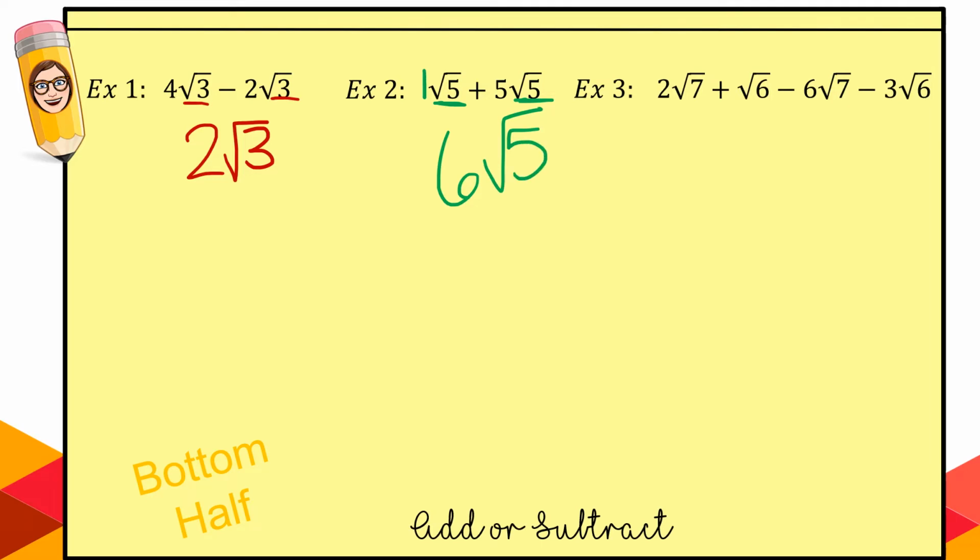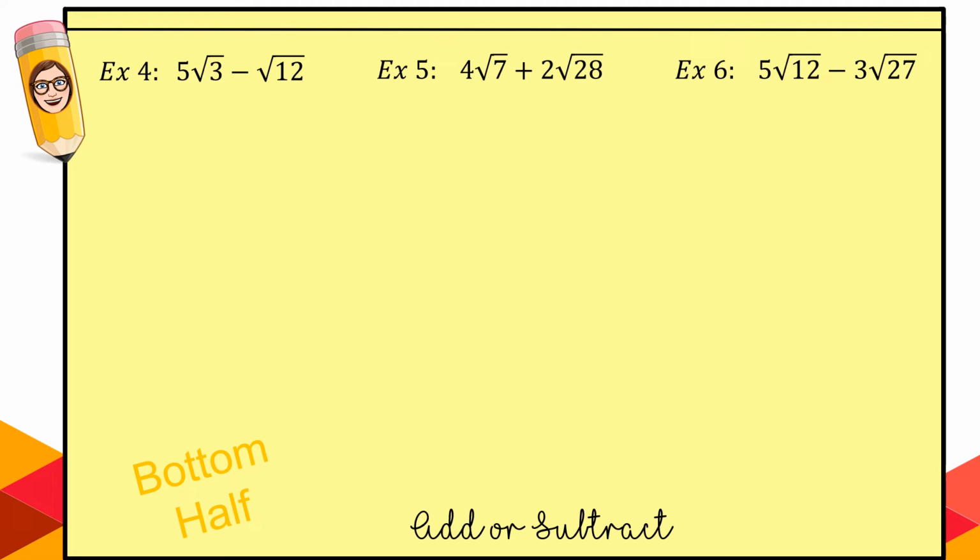On example 3, it's a mix. I have 2 of these and I'm subtracting 6 of these. So I have -4 of these. But I also have 1 of these and I'm subtracting 3 of these. So I have -2 of these. So you're not going to be able to combine all of them all the time. You can have a mix. So here I used colors. Maybe you draw multiple lines. Maybe you do symbols, boxes, whatever helps.